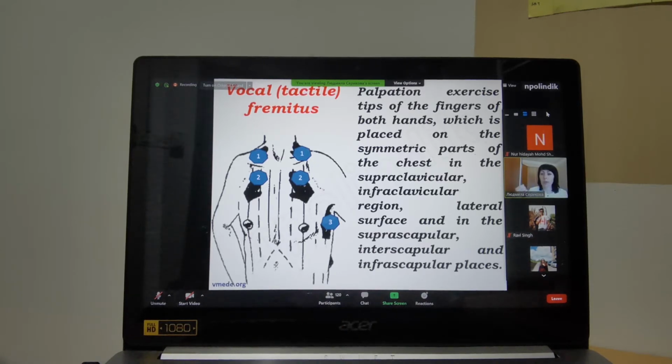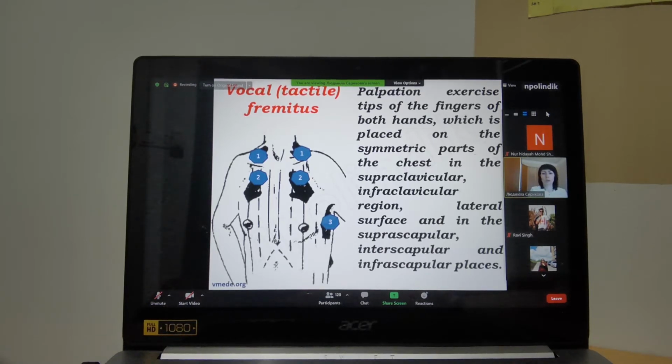In English it is 99, 99. If you wish to use the Russian language, 33. These are the sounds which cause maximum vibration. After that, you apply your hands on symmetrical points of the chest. After pronunciation of certain words, you will feel vibration. So compare symmetrical points. Where you place your hands on the anterior surface of the chest: above the clavicle, below the clavicle.